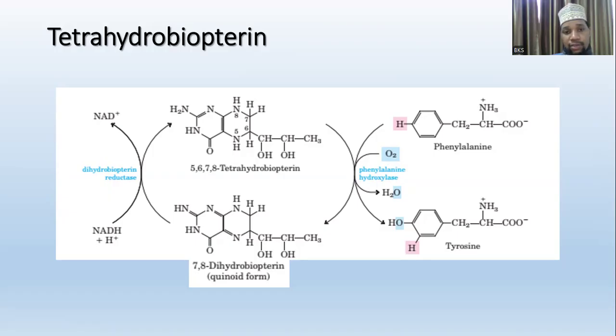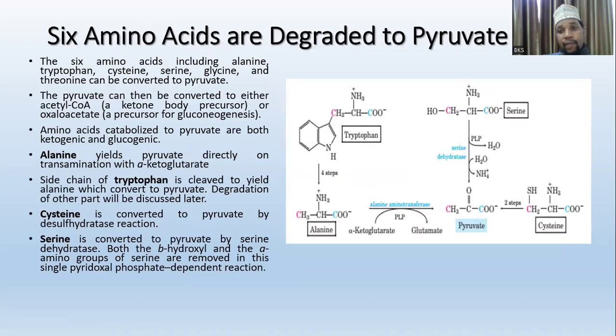The tetrahydrobiopterin now is involved in the transfer of these protons or electrons to one molecule of oxygen forming water, and then another molecule of oxygen will be used to oxidize the phenylalanine to form tyrosine. We will also see how this reaction takes place in the breakdown of phenylalanine and the tyrosine pathway and what role it plays. Okay, now starting with the first set of degradation pathways.